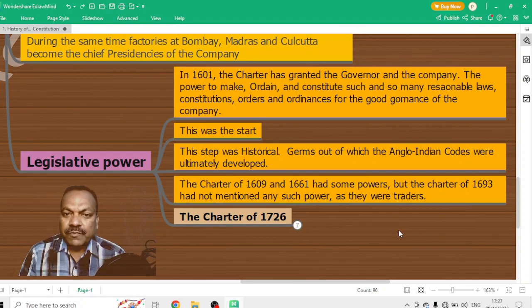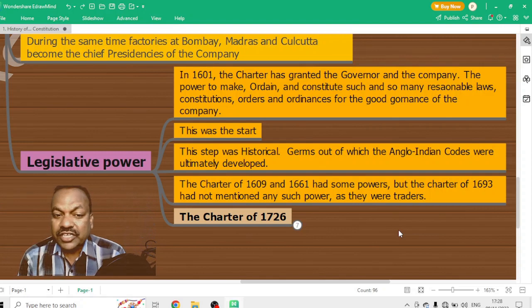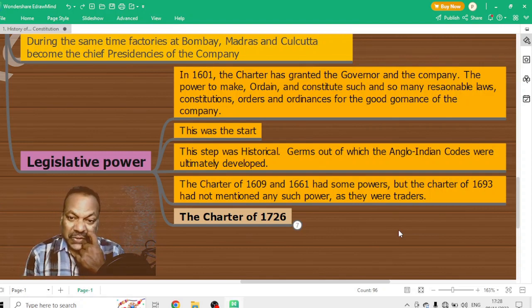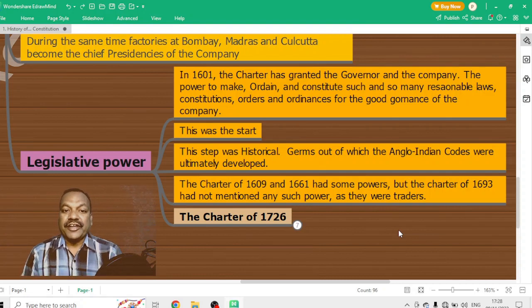In 1601, the charter granted the governor and the company the power to make, ordain, and constitute such reasonable laws, constitutions, orders, and ordinances for the good governance of the company. This legislative power given to the governor and the company was a start, and this step was a historical step. These were the germs out of which the Anglo-Indian codes were ultimately developed, and new laws were developed along with them.